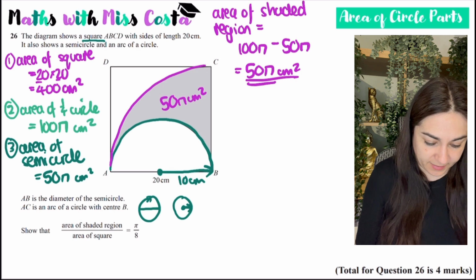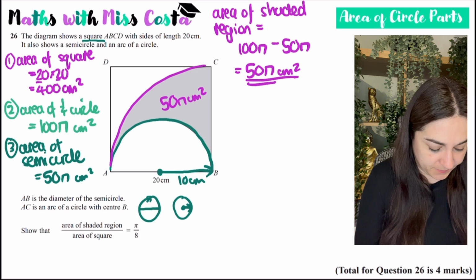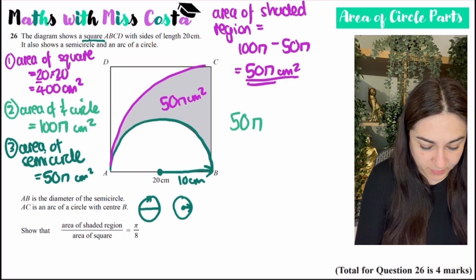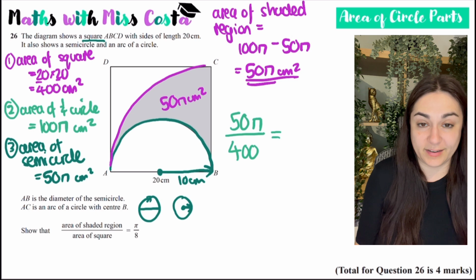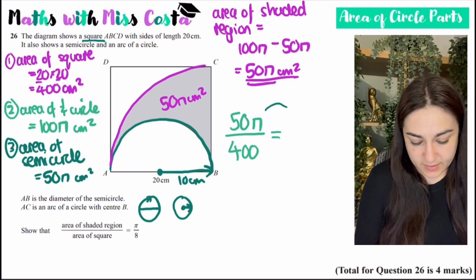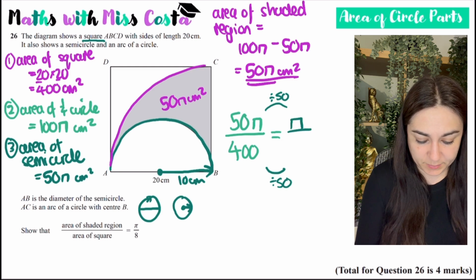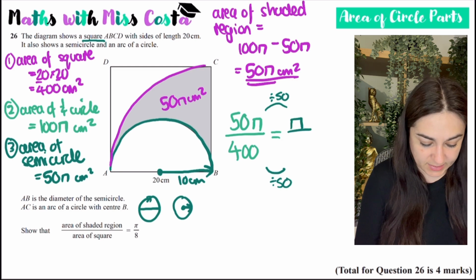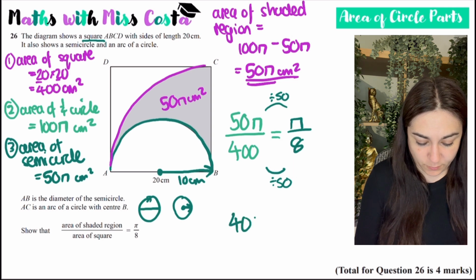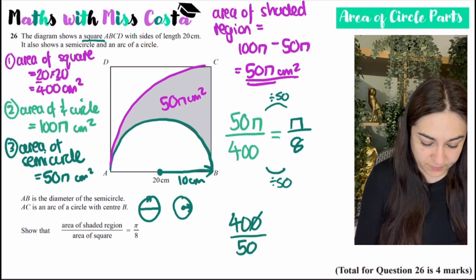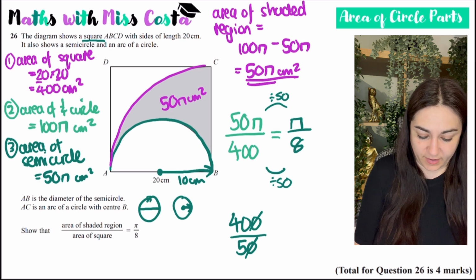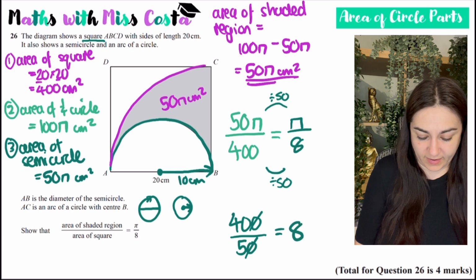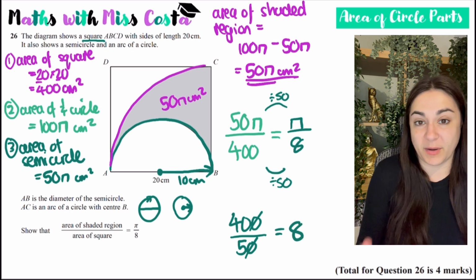So what I'm going to have to do is say area of shaded region 50 pi over 400, and I'm going to simplify this. So if I divide it by 50, simplify the fraction, 50 divided by 50 is pi, 400 divided by 50 is 8. So 400 divided by 50, you would have ended up with 40 divided by 5 if you divide it by 10, and then 40 divided by 5 is 8. If you can make that connection. You could also have divided by 10 first.